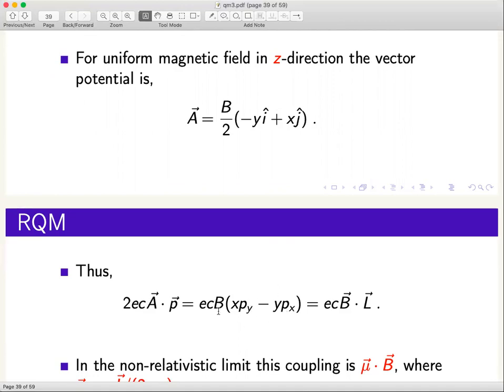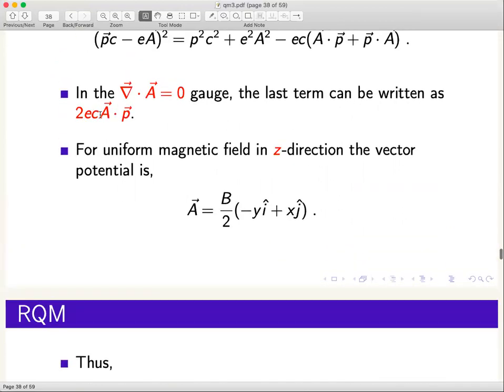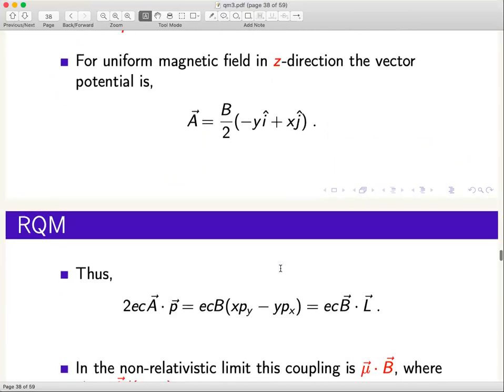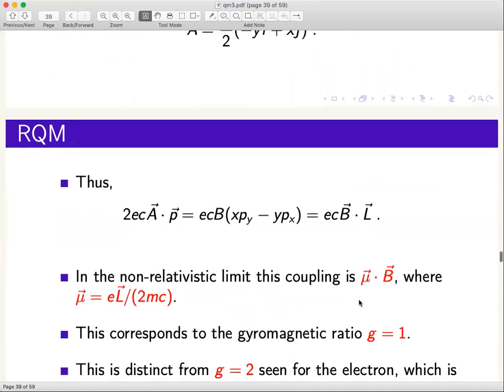But XPY minus YPX is actually the Z component of the angular momentum. So therefore, B is already in Z direction, so this expression can, in a spatially covariant form, be written as B dot L. So the A dot P term actually appears as a B dot L term when you try to do this computation.